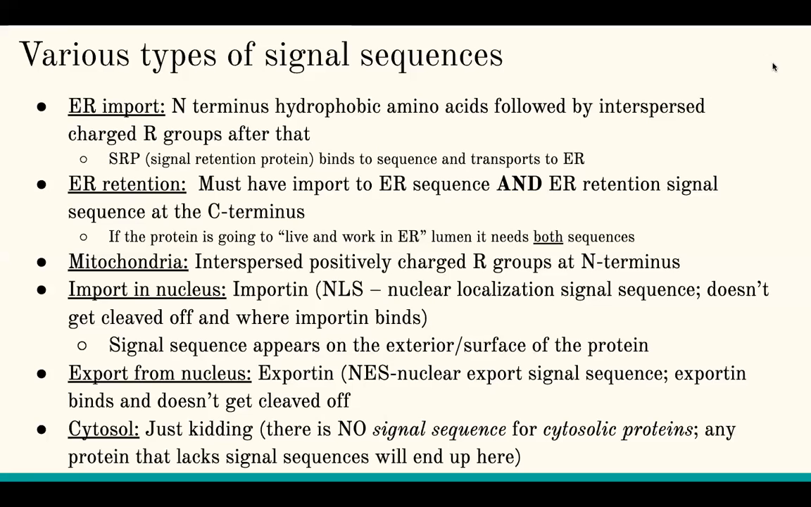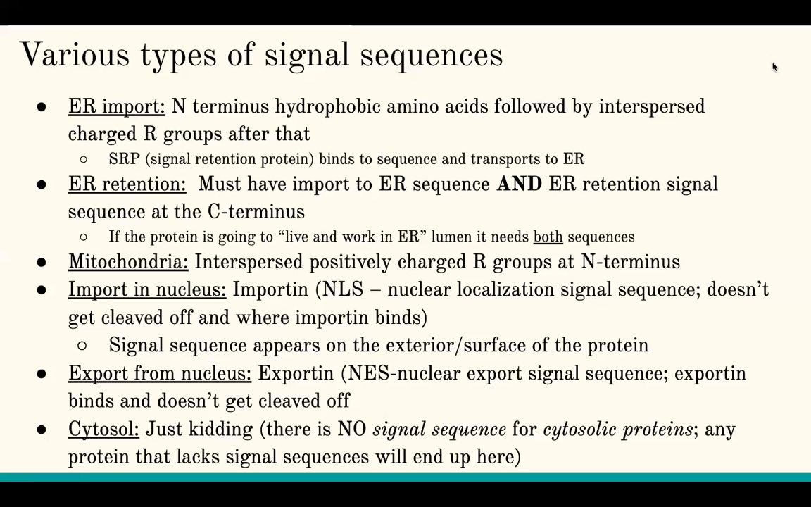But if you don't have that C terminus, because she loves to ask questions about this, then it will keep going through the pathway. In terms of the mitochondria, you're going to have a lot of interspersed positively charged R groups. So your positively charged R groups are usually your basic amino acids.